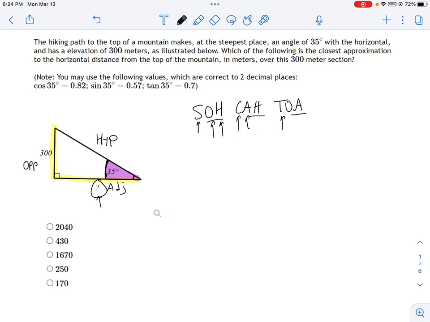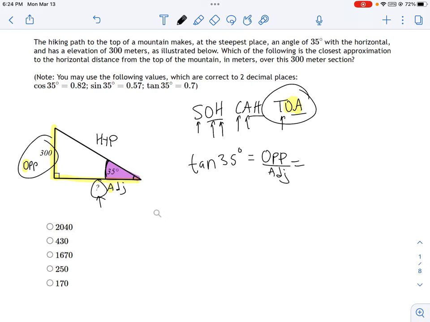Which one of your trig functions uses the opposite and the adjacent side? That's going to be your OA, specifically your tangent. So tangent of our angle, 35 degrees, equals the opposite side over the adjacent side. We know the opposite side is 300, and the adjacent side is our question mark, which I'm going to call x for now. So your tangent of 35 degrees is 300 over x. And that's it. That's really as crazy as you have to go with this.